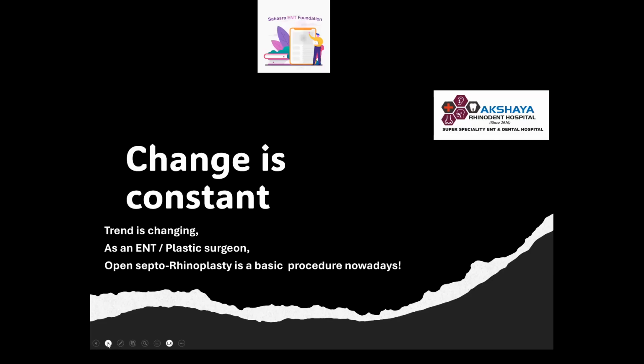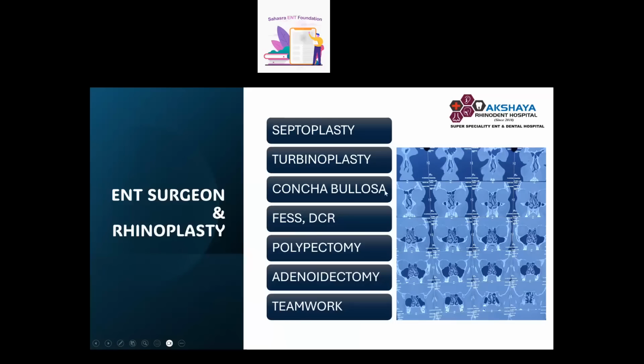Next slide. As we all know, we operate as ENT surgeons in and around the nose. We do septoplasty, turbinoplasty, endoscopic sinus surgeries, polypectomies, adenoidectomy. We operate almost all around the nose. Why not rhinoplasty? You can have a team with a plastic surgeon or maxillofacial surgeon in your practice area or in your hospital, and you can do rhinoplasty. This is my opinion for the beginners.